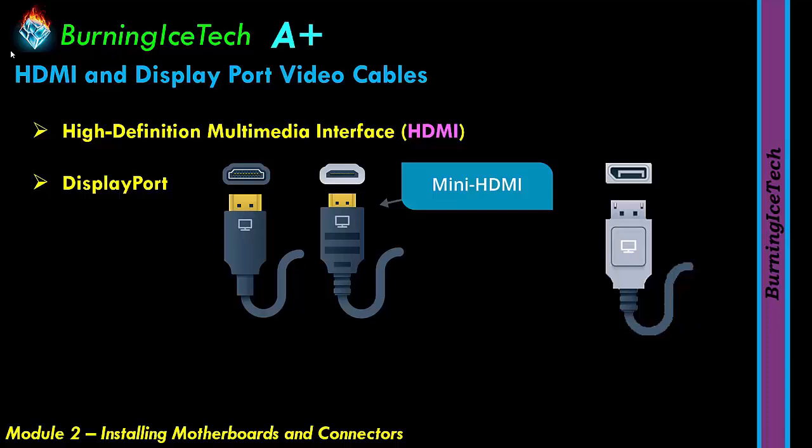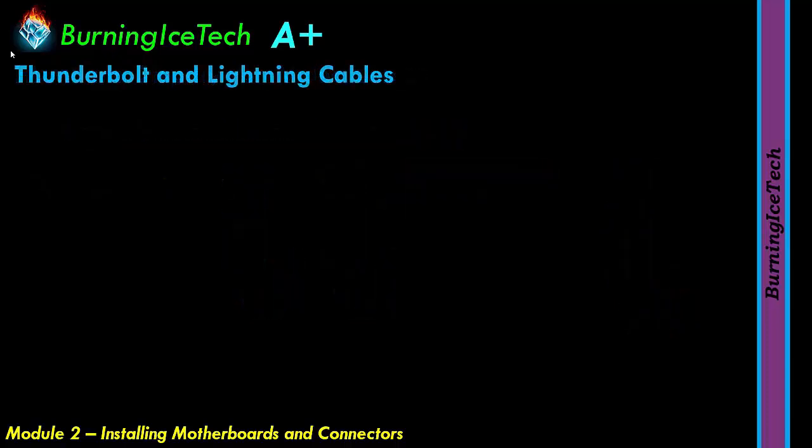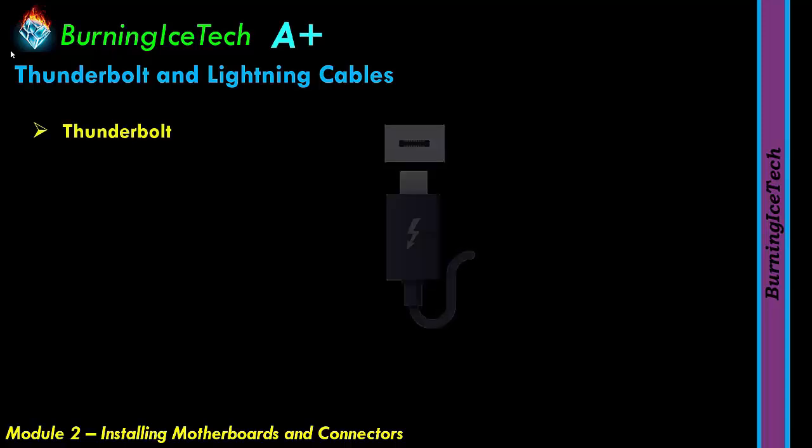Alright, and then moving on to a different kind of cable, Thunderbolt and Lightning cables. So starting off with Thunderbolt, guys. Now this one kind of looks like USB-C. Thunderbolt can be used as a display interface like DisplayPort, which we just discussed, or HDMI actually, and as a general peripheral interface like USB. So you can use this as a DisplayPort or HDMI, or you can use this as a general peripheral interface like USB. I mean, who would have thought, right?